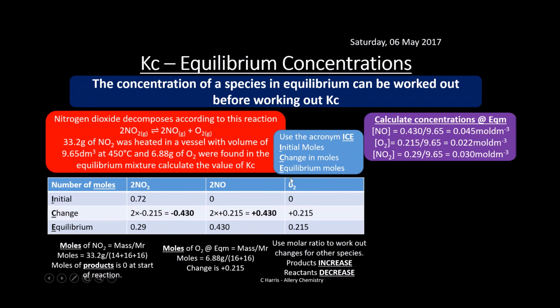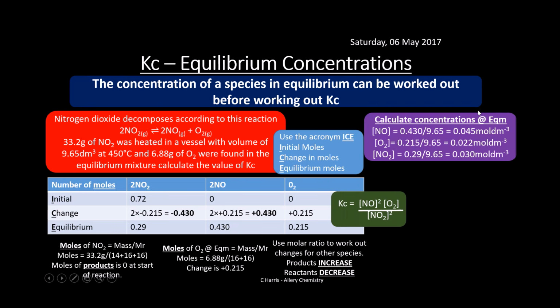Now what we have to do, because remember in your Kc expression you're looking at concentrations, is this. To work out the concentration of NO, we do the number of moles, which is this bit here, divided by the volume. Remember, the volume of the whole thing was 9.65 decimeters cubed. So we just do that divided by that, and that gets us the concentration. We do the same for oxygen: there's the moles divided by the volume. And the same for NO2: there's the moles divided by the volume, and that gets us our concentrations. Now we have our concentrations at equilibrium.